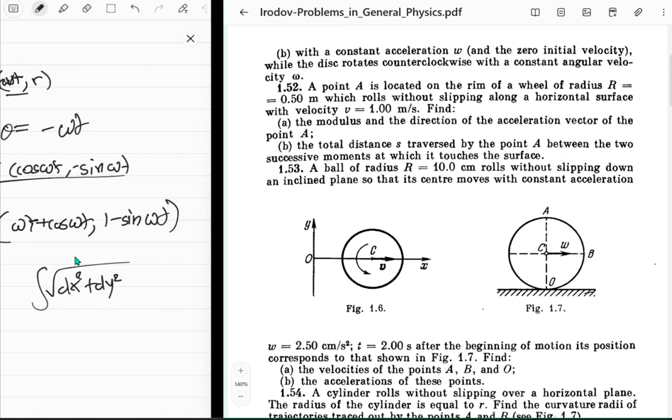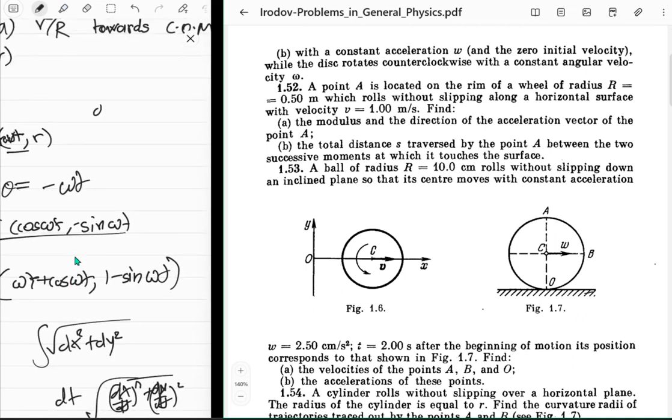Okay, you can write it differently. You can write it as integral dt times the square root of (dx/dt)^2 plus (dy/dt)^2, and then you want to integrate this thing. Yes, that will be our distance traveled. That should do it. So dt, but we already know what dx/dt is.